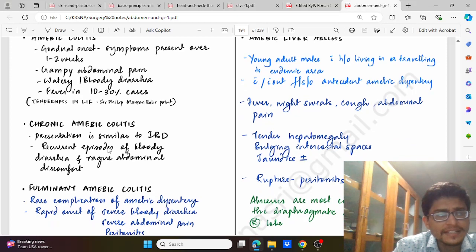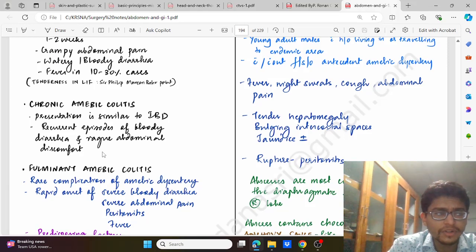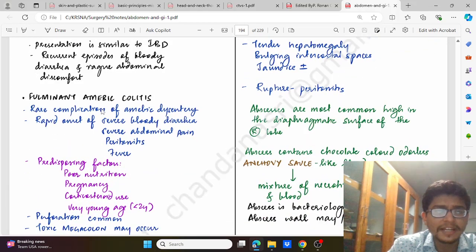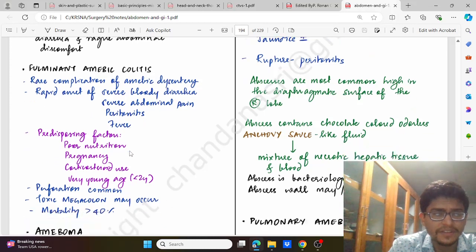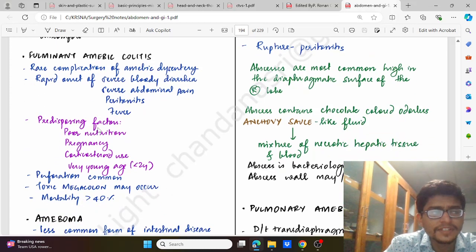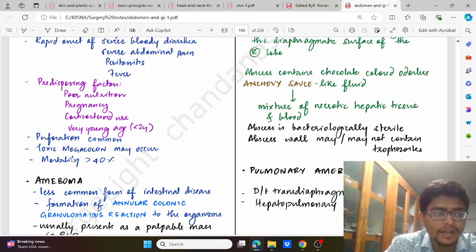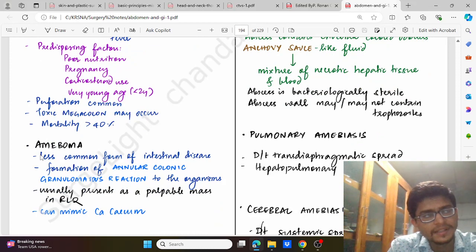Chronic amoebic colitis is similar to IBD, and there are recurrent episodes of bloody diarrhea with vague abdominal pain or discomfort. Fulminant amoebic colitis is a rare complication associated with severe bloody diarrhea, severe pain, peritonitis and fever. Predisposing factors are poor nutrition, pregnancy, steroid use, and very young age, less than 2 years. It can result in perforation and toxic megacolon, and is associated with high mortality, that is 40%.